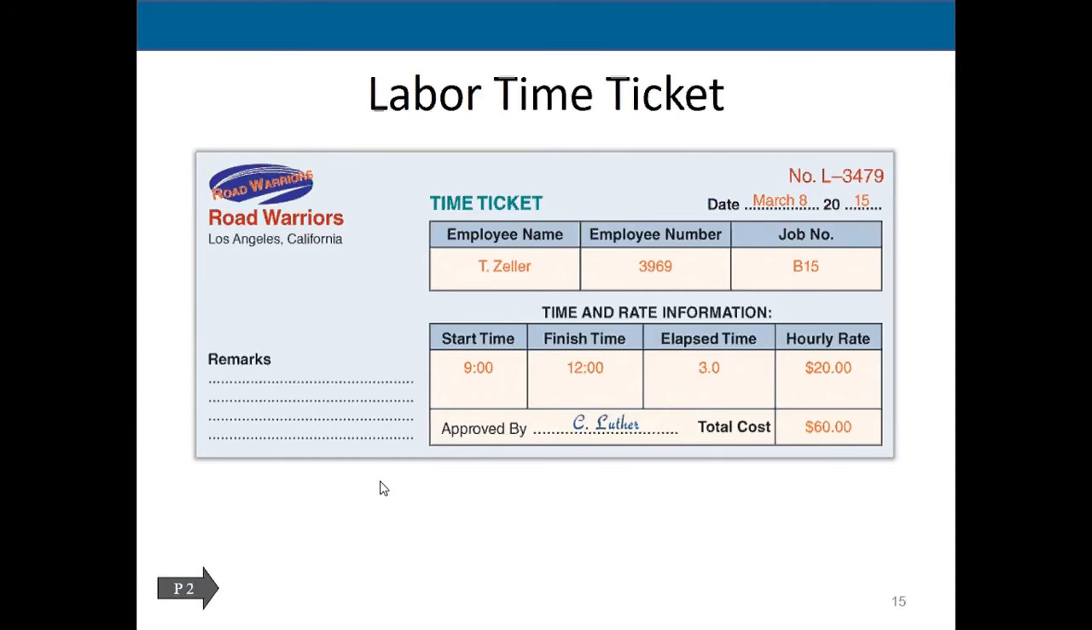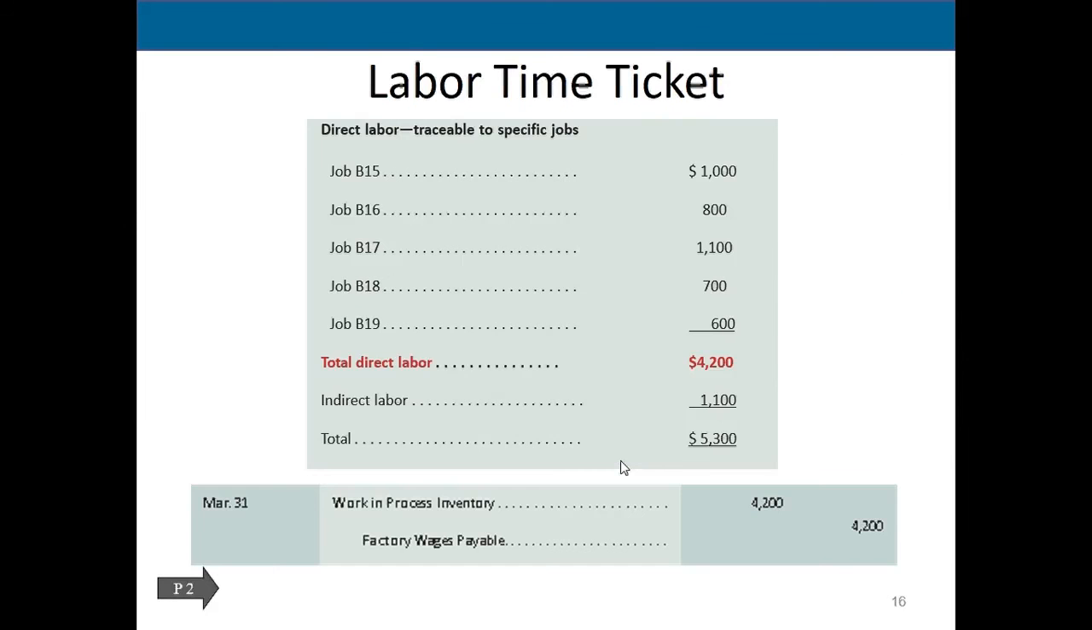How do we get labor information? Probably not on a time card anymore. People are probably using some kind of iPad or some digital device to track their time. But this is the time for T. Zeller, working on job B15, spent 3 hours on it at $20 an hour, and C. Luther approved it. C. Luther is obviously the foreman for the job.